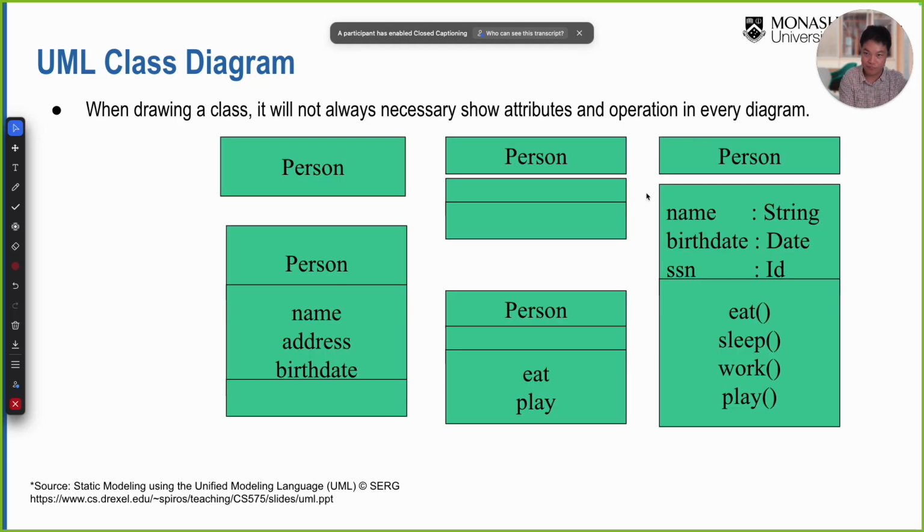When we draw the class, it doesn't mean that we need to include all of the information. Sometimes we can have only the class name. This is mandatory. The rest is optional. Sometimes we can have the class name and the data attribute. Sometimes we can have the class name and the operation without the data attribute. Or we can have everything. So it doesn't need to always have the attribute and the operation in every diagram. But this is in general. During the assessment you have to include it.